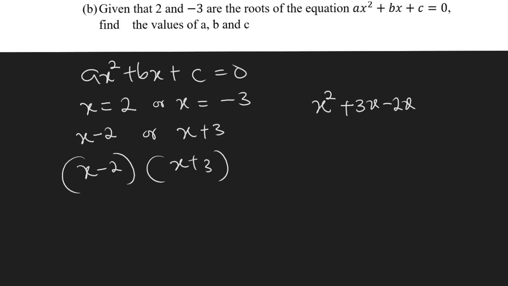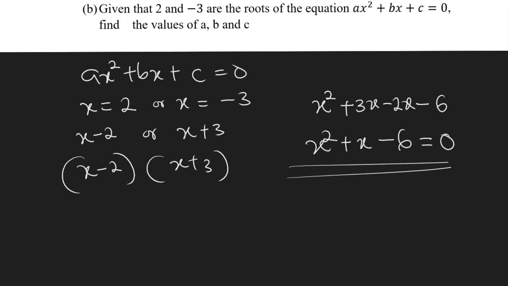So we're going to say minus 6. Collect like terms. Of course, these are like terms. We have plus 3x minus 2x, which is of course going to be x. So we're going to have x squared plus x minus 6. X squared plus x minus 6 is equal to 0. This is the equation of this root.